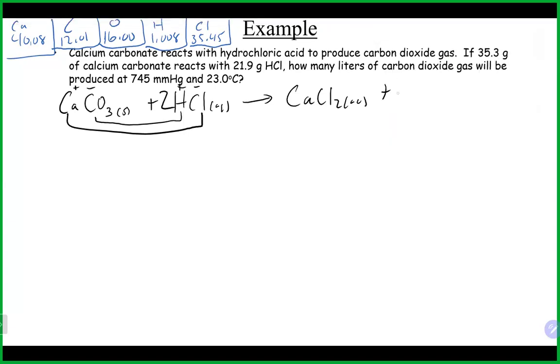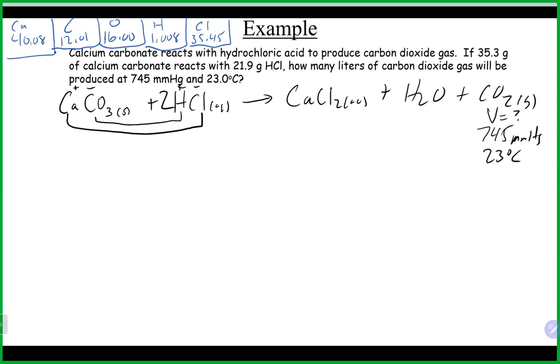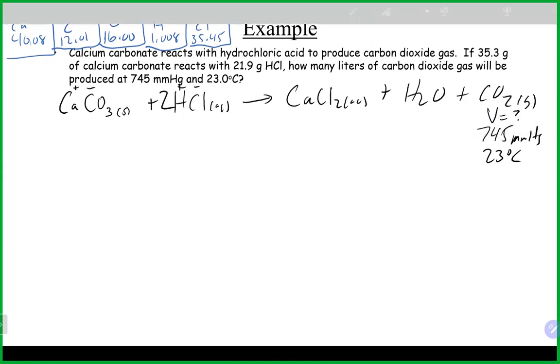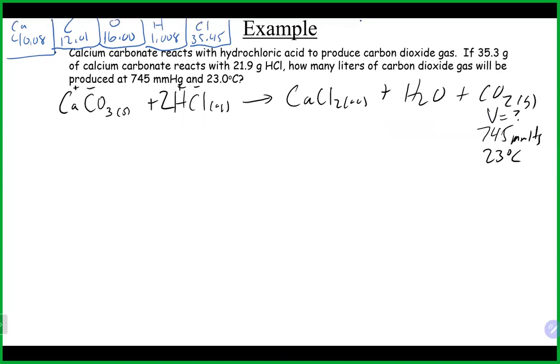So, water and some CO2 here. All right, so now what we're looking for really is the volume of this guy at 745 millimeters of mercury and a 23 degrees Celsius temperature. We are starting with, in this particular problem here, some grams, and we have 35.3 grams of this guy and 21.9 grams of this guy.